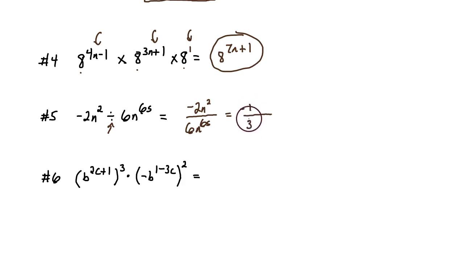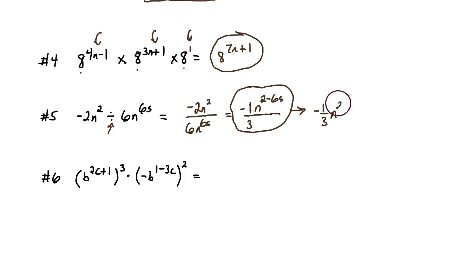And now for the letter n, let's use the rule about subtracting the exponents. So we have n to the 2 minus 6s. Here is simple form. If this looks weird to you, you could write it like this. Negative 1/3 and then n to the 2 minus 6s. Either of these is correct.